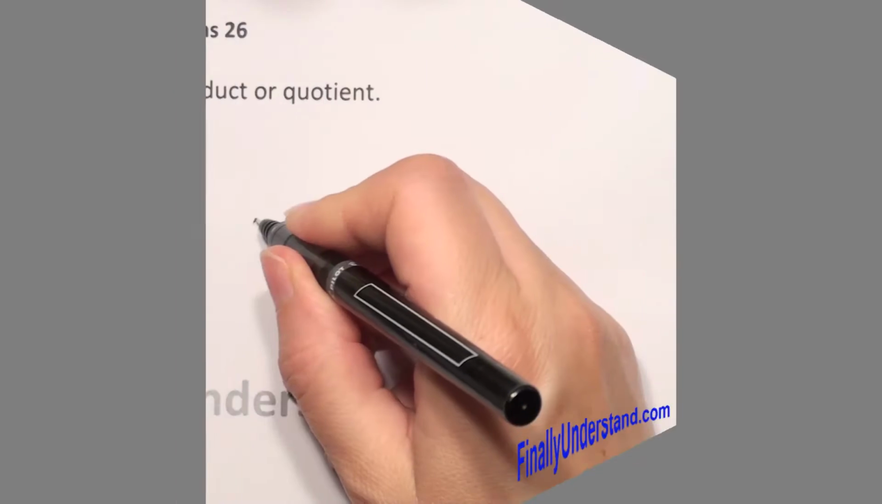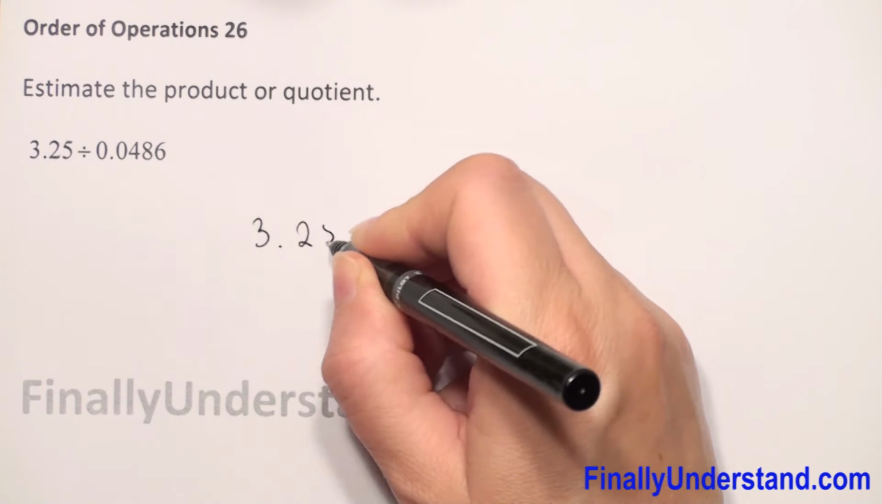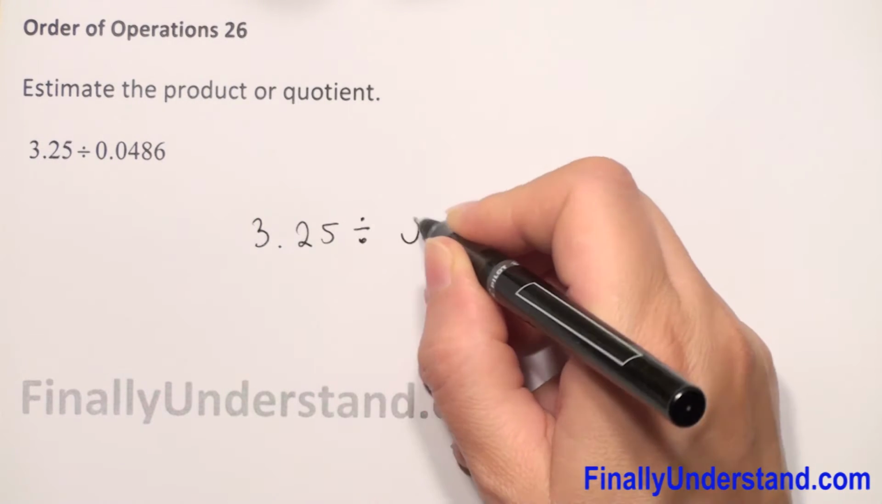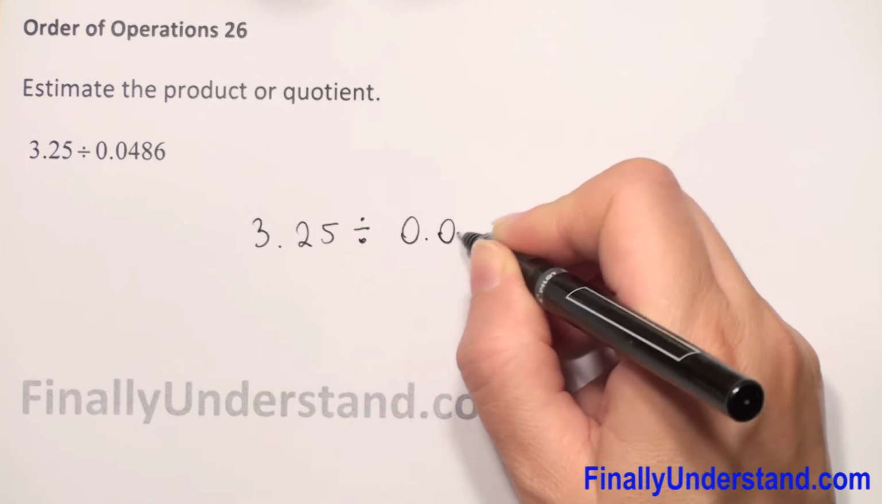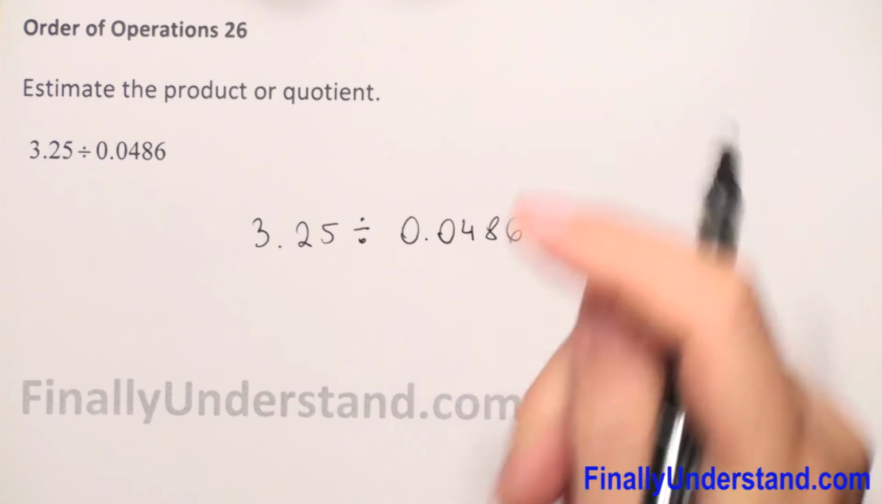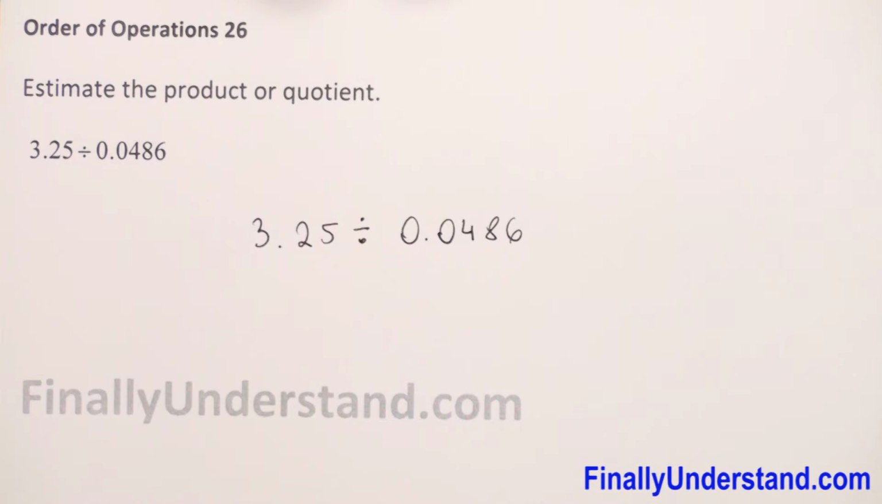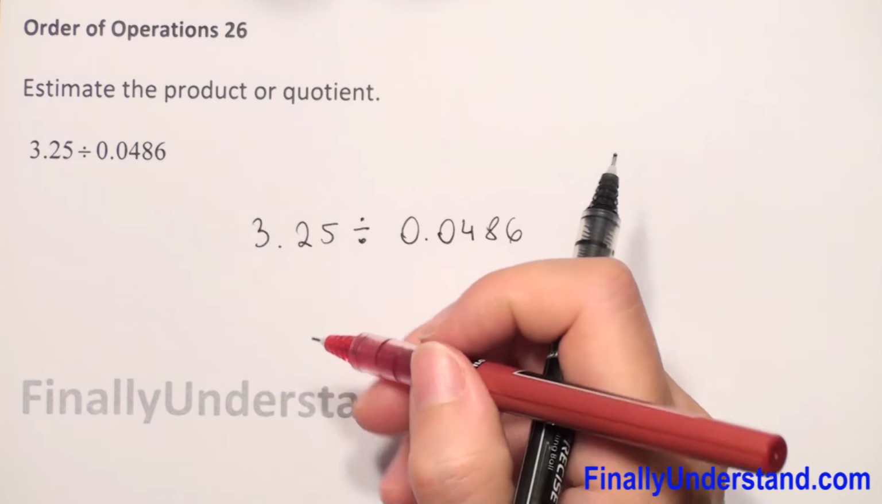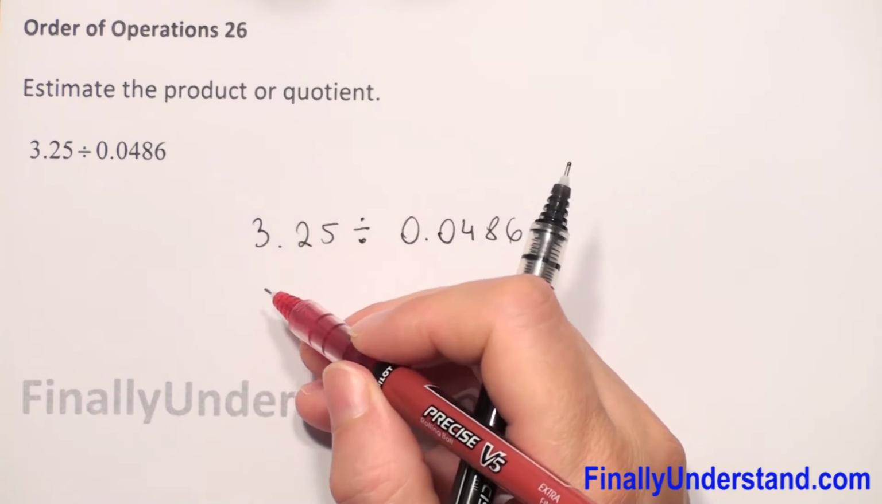We have to estimate the quotient in this example. Let me copy our example. We have 3.25 divided by 0.0486. Because we don't have to give a specified place value, we have to front round each number. Front round means rounding to the first non-zero digit.